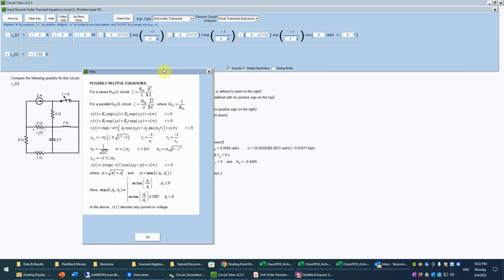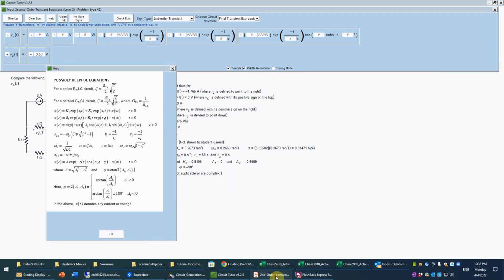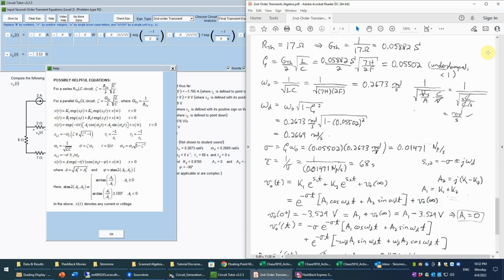So I'm basically going to take that, and now I'm going to pull up some algebra I've done ahead of time. First of all, let's find that G Thevenin. Remember that R Thevenin is just 1 over G Thevenin, or G Thevenin is 1 over R Thevenin. So we take the reciprocal of 17 ohms, and using a calculator, that works out to 0.05882 Siemens. Then I can plug that into my expression for zeta to determine what type of damping the circuit has. So I take my G Thevenin, divide that by 2, so that's 0.05882 divided by 2.